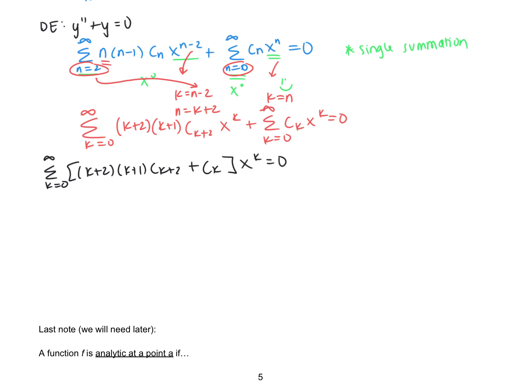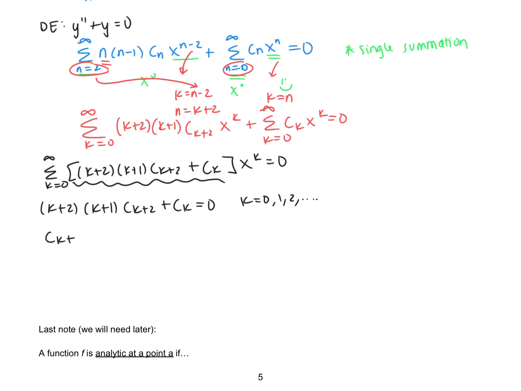Okay, so hopefully if you tried that, that's the point that you got to. Now, this is only going to be 0 if the coefficient is 0. So we get k add 2, k add 1, C of k plus 2, add C of k is equal to 0. And that is for k equals 0, 1, 2, so on and so forth. So that gives us our recurrence relation.